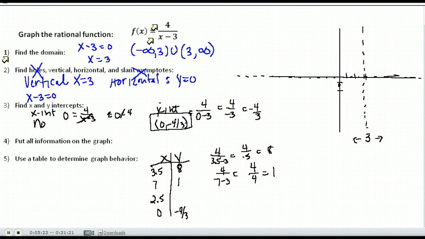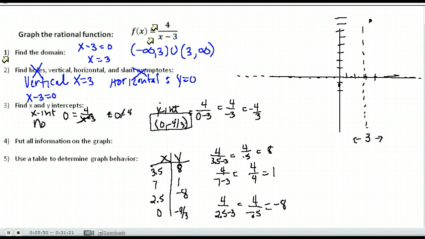Or 4 over 4, which gives me 1. If I put 2.5 into my function, I get 4 over negative 0.5, which gives me negative 8. So what this does is gives me a set of points so that I can get a little better idea of what the graph looks like. So I have the point 3.5, 8.